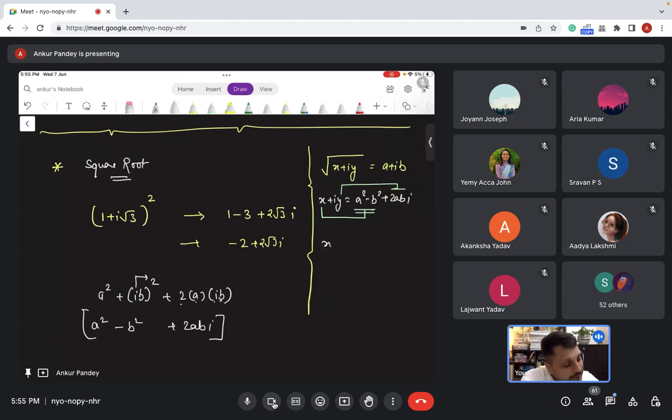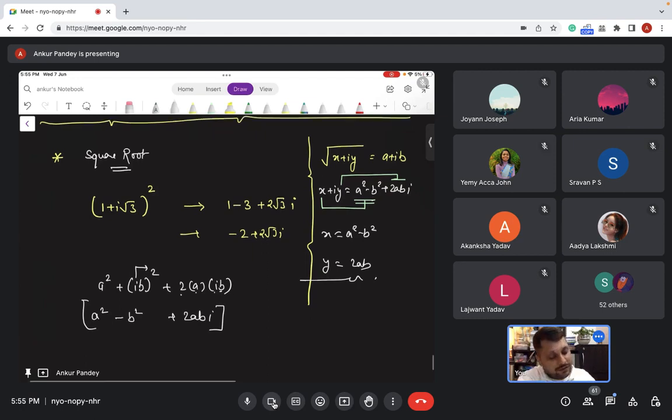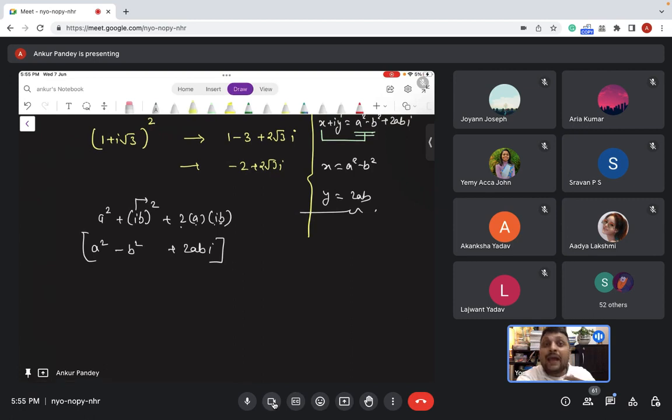So, x is equal to a square minus b square and y is equal to 2ab. Yes or no? Right? Yes, Shravan? Yes, sir. Got it? Now that's exactly what we have to do. I will tell you how. See, now I am going to ask you that what is the square root of minus 2 plus 2 root 3i? Relax, relax, relax. Okay? And I am giving you 4 options.